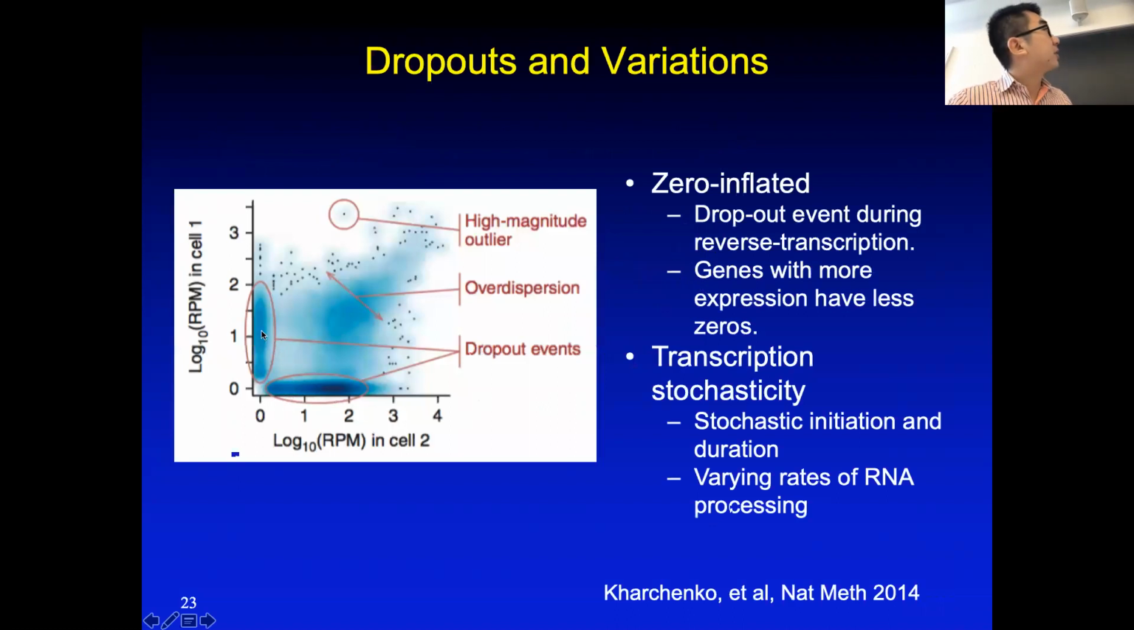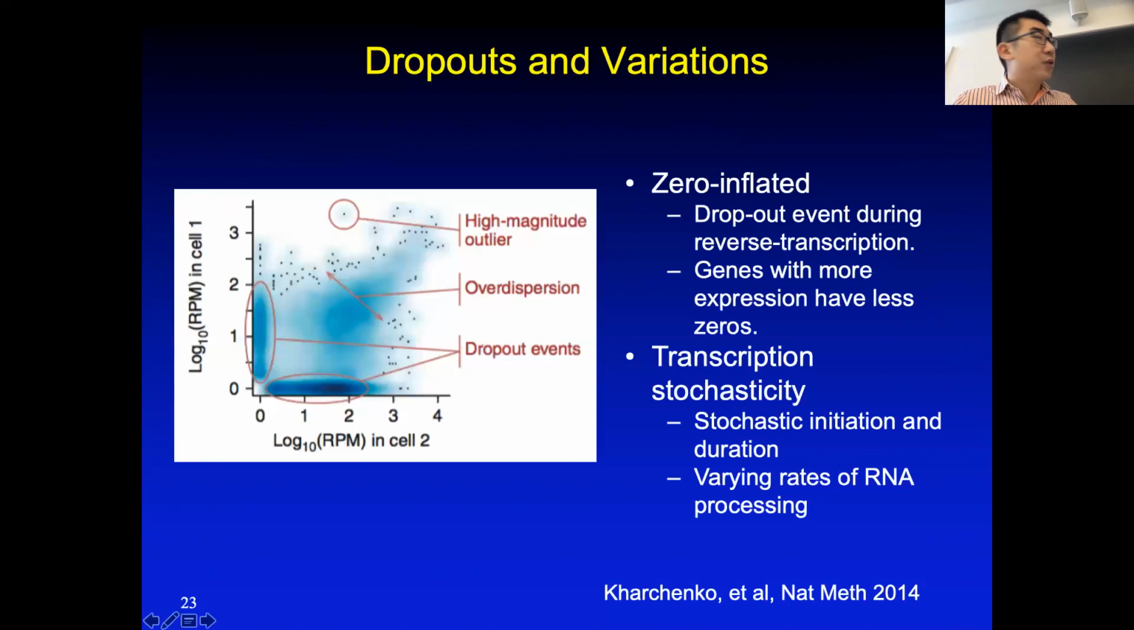Especially genes with a relatively lower expression level are more likely to be dropouts in different cells. Usually for the highly expressed genes, like some cell cycle genes or housekeeping genes, the dropout events will be fewer. But for the highly expressed genes, we will also see some over-dispersion between different cells. This is because the transcription in each single cell can have some randomness, since it might have some random initiation and duration, and also the RNA processing in each cell for each gene is different. So it might be slightly different for each single cell.